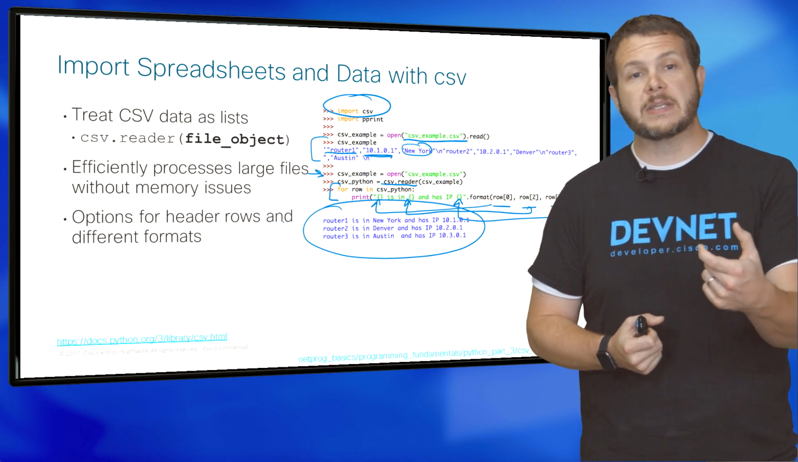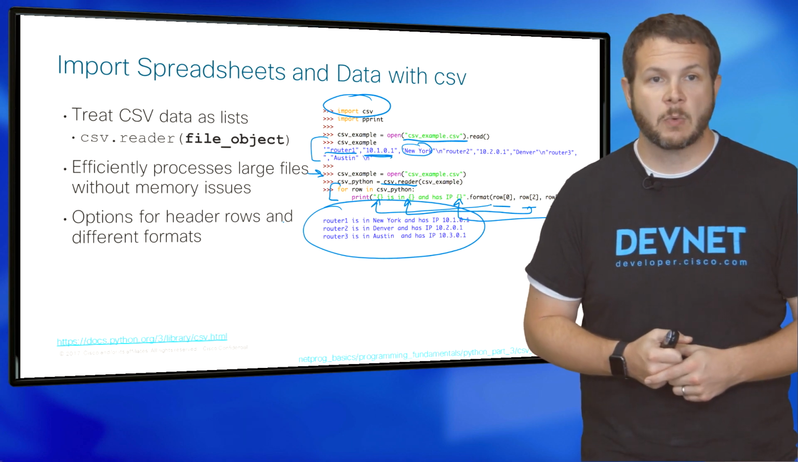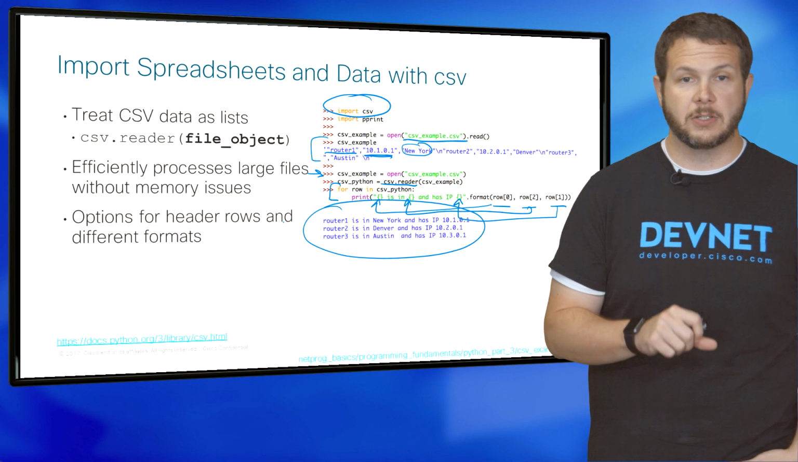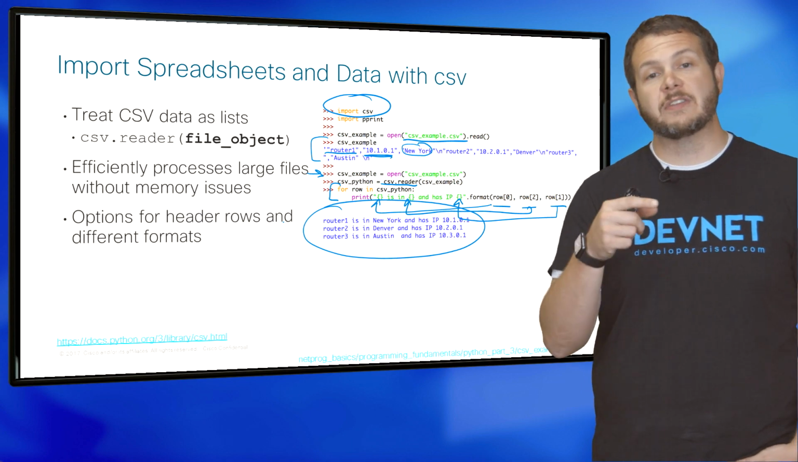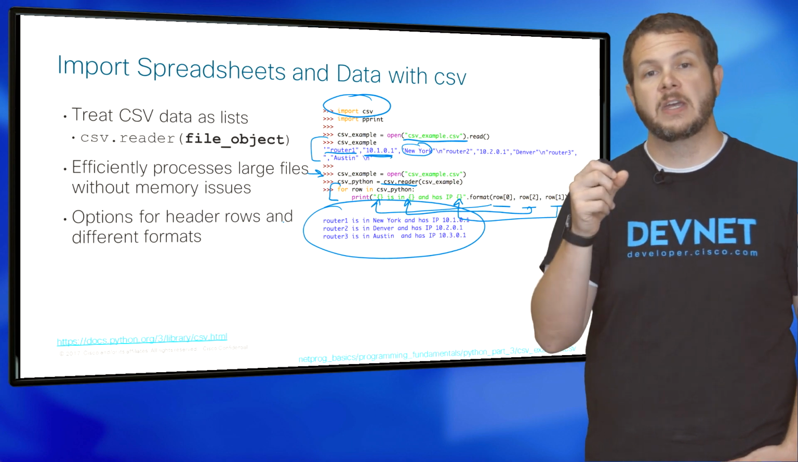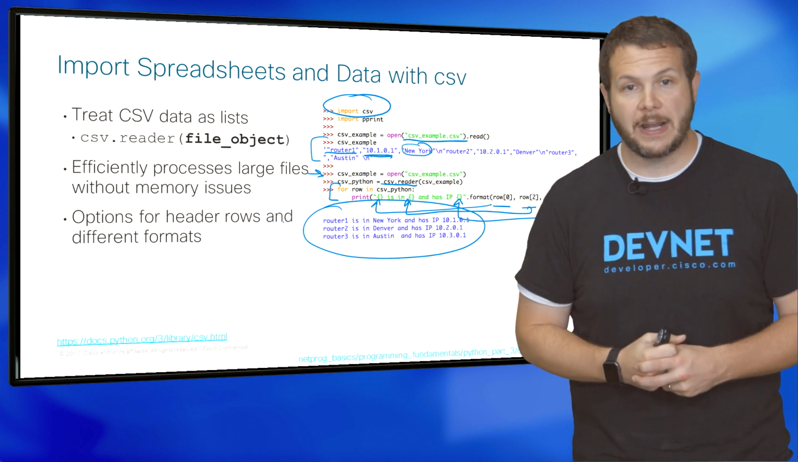The CSV library was actually built to efficiently work like that, to work around those large files without memory issues. So by using this, you can feel safe to process those very large CSV files and crunch and gain access to the data that you're after.